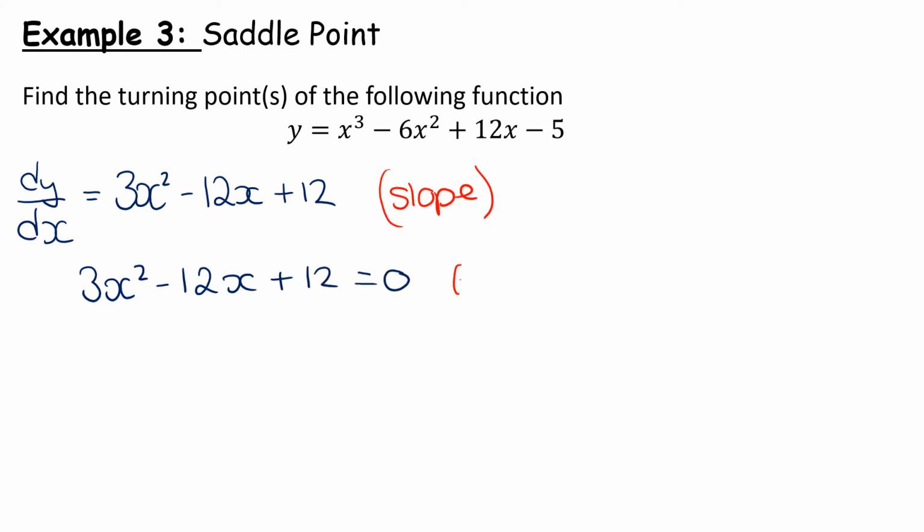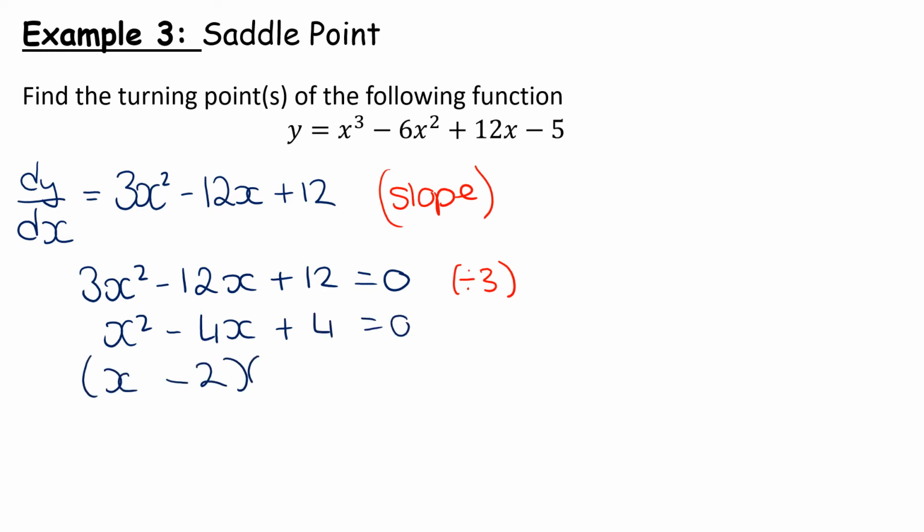I can simplify this by dividing across by 3. It's not going to affect anything. x squared minus 4x plus 4 equals 0. So we get (x minus 2)(x minus 2) equals 0, which gives me x equals 2 and x equals 2. And that's interesting, because we did get 2 values because it was cubic. However, the 2 values are the same. So is this a minimum or is this then a maximum point?